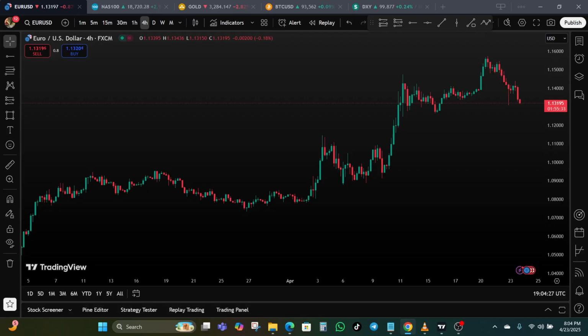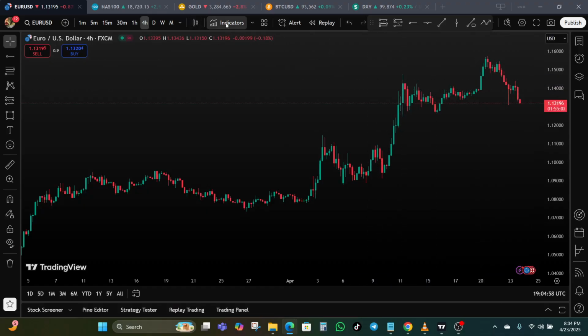If you are tired of getting chopped up in sideways markets, the LuxAlgo range sentiment profile indicator trading strategy could actually be a game changer for you. Now, in this video, we're going to be diving deep into how this tool helps you identify, trade, and manage range-bound setups like a pro.